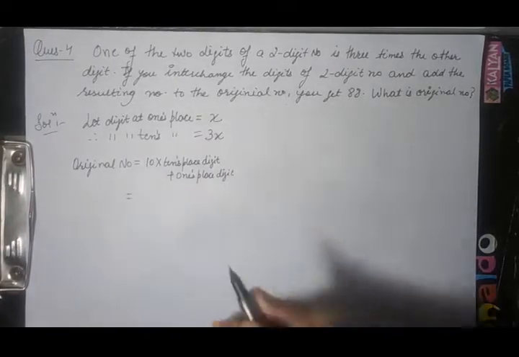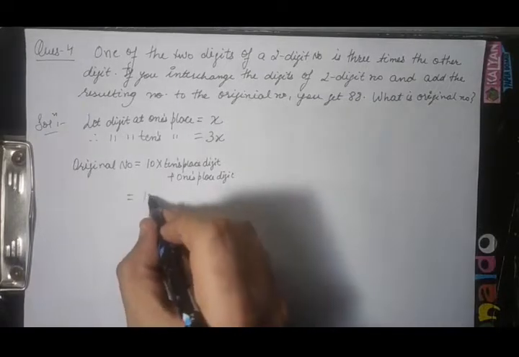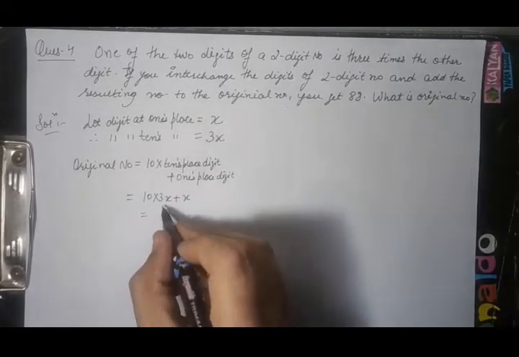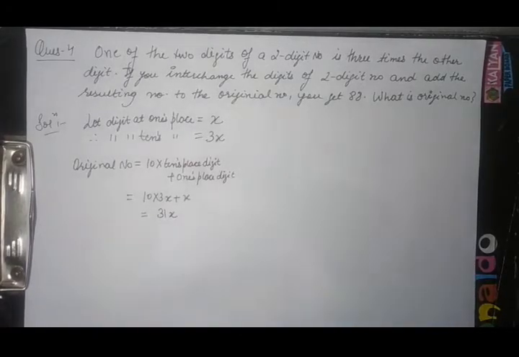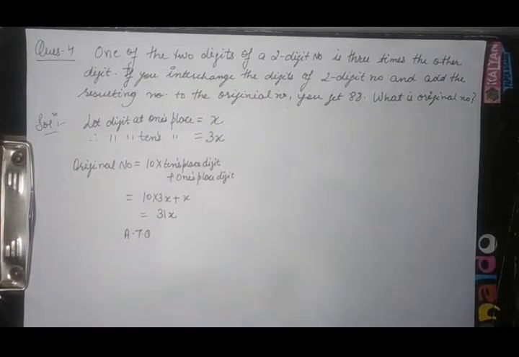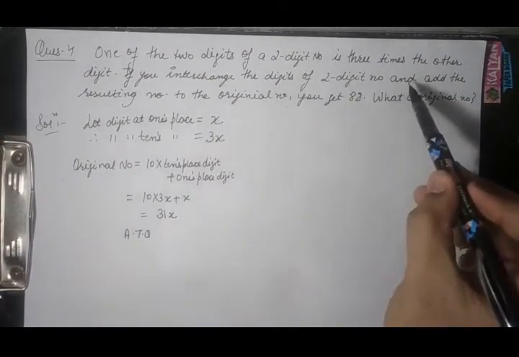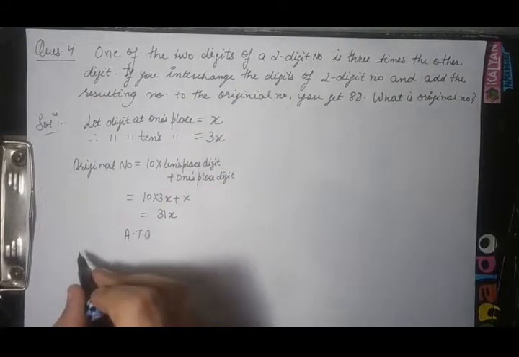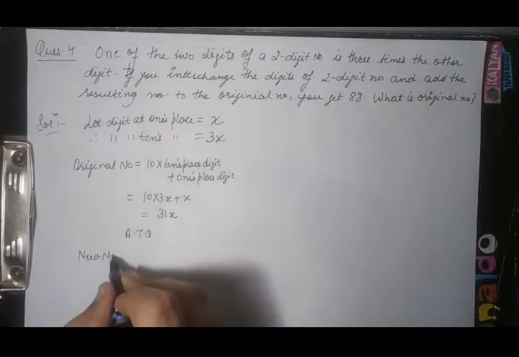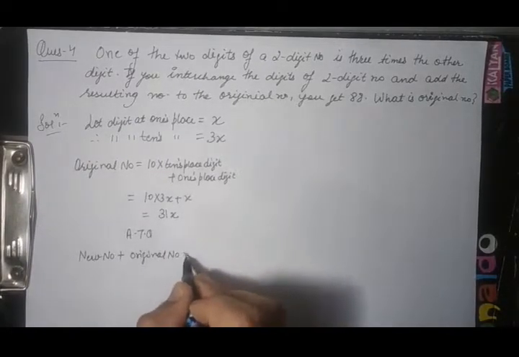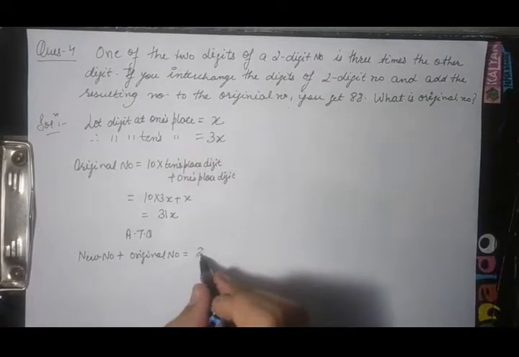So what is the digit at the tenth place? 3x. So 10 into 3x plus x will be equal to 31x. Now it is given in the question that on interchanging the digits and adding the resulting number to the original number, so new number plus original number, the sum is equal to 88.